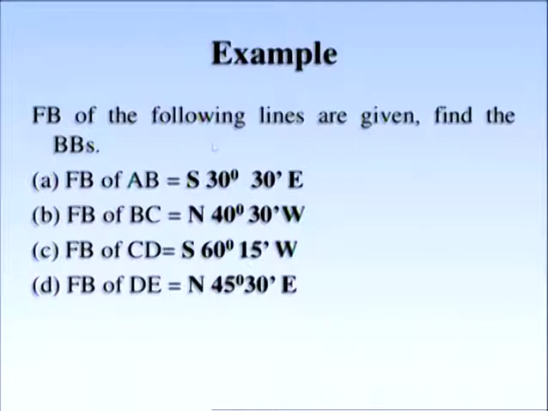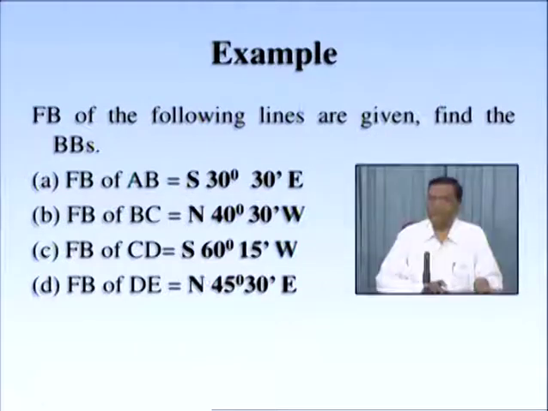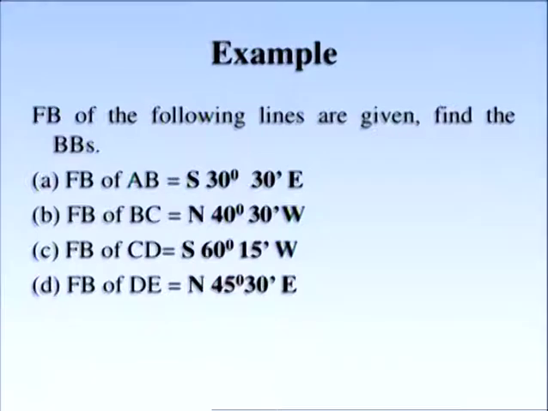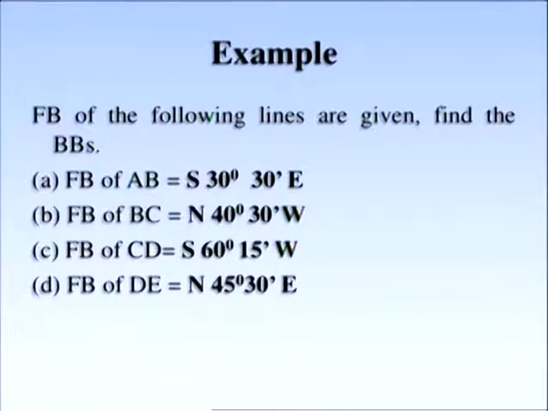Now the fore bearings of the following lines are given, find the back bearing. Again, this is the example of reduced bearing. The previous example was the conversion of fore bearing to back bearing when the whole circle bearing is given. Now this example has the data given in reduced bearing form, and you have to convert the fore bearing to back bearing and back bearing to fore bearing.